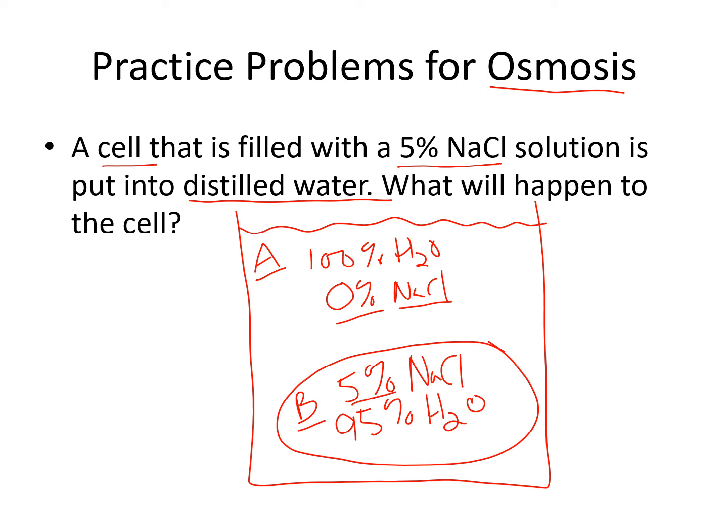So these two solutions are not isotonic. So if they are not isotonic to each other, then one has to be hypotonic and one has to be hypertonic. And remember, hypo means below. The hypotonic solution has the lower concentration of solute. So you have 0% solute, 5% solute. 0 is lower than 5, so this is the hypotonic solution.